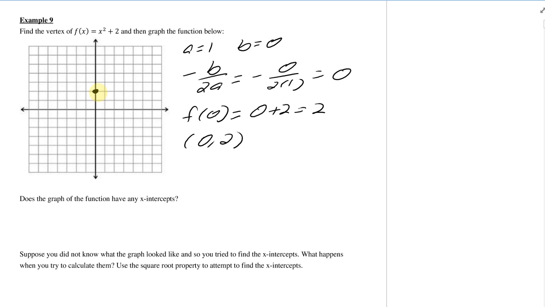So now what I want you to do is the same thing we've been doing for graphing. Select 2 points to the left and 2 points to the right, and then actually graph the function. Hit play when you're ready.